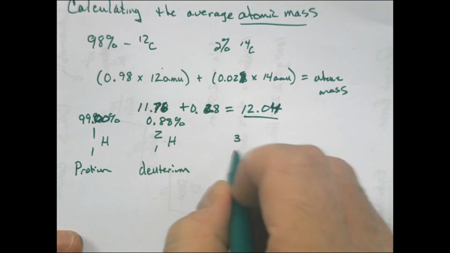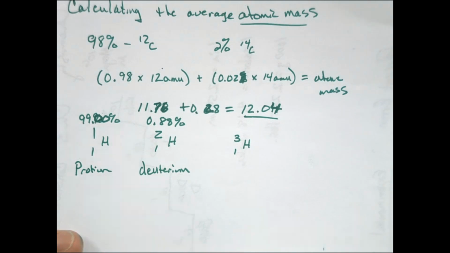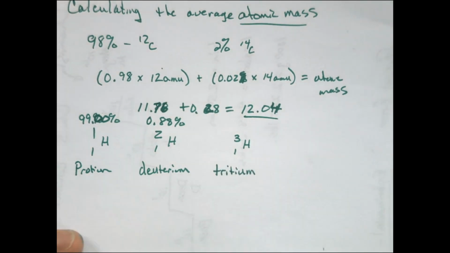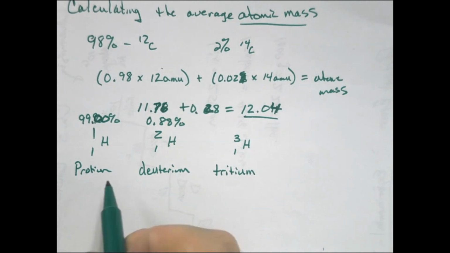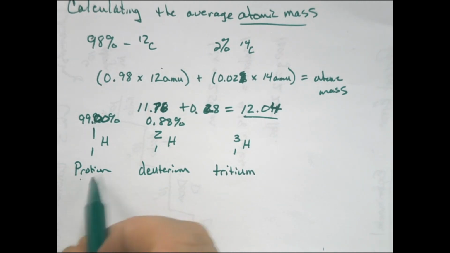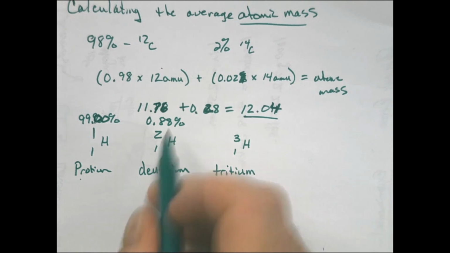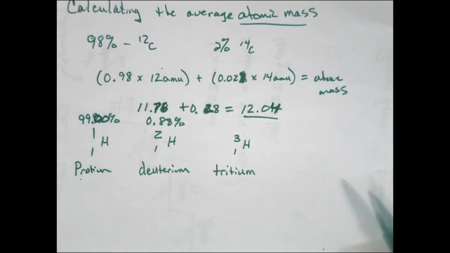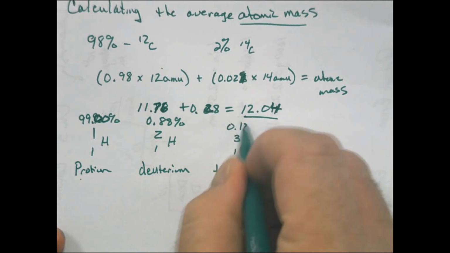And then 3,1 hydrogen is a third isotope that actually exists. These are the 3 isotopes of hydrogen. This is tritium. Protium is 1 proton, and then deuterium has 2, du means 2 mass things, and trit means 3 mass things. That's how they got their name. And this is the rest, so this would be 0.12%.